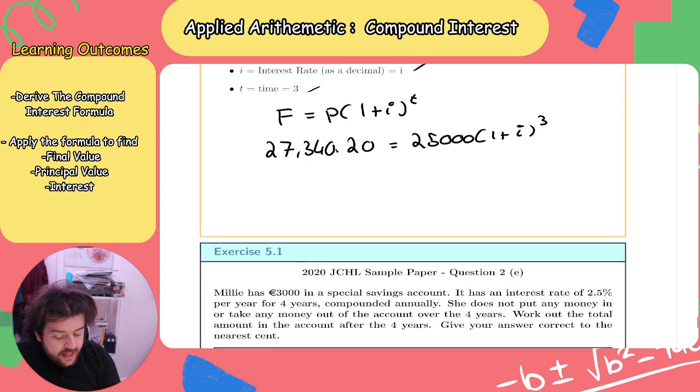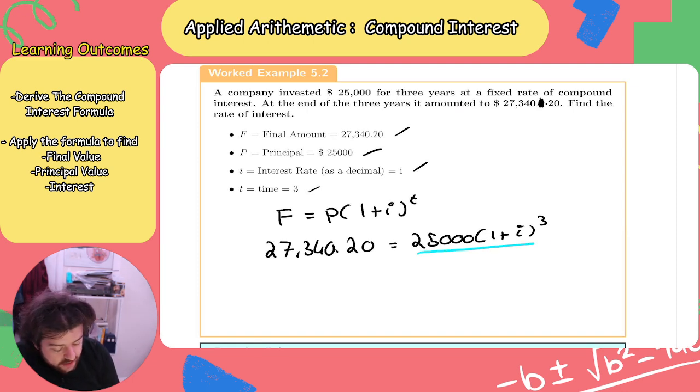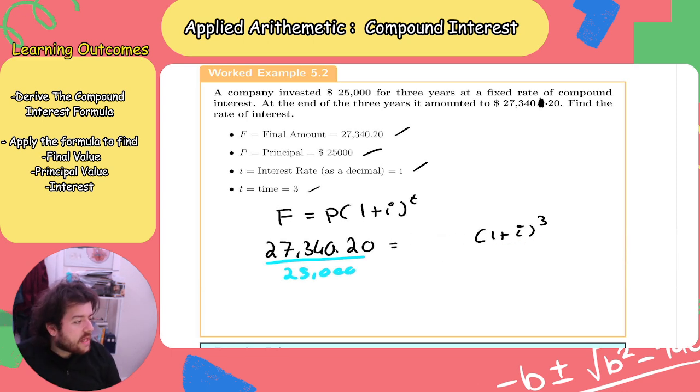So now, this is just a case of rearranging to get i on its own. I have this 25,000 over my bracket, so I'm going to divide both sides by 25,000. So that will get rid of my 25,000 here. Now, what else do I have to deal with? Well, I have this little 3 on top here. So I need to get rid of this power. So what's the opposite of cubing a number? Well, it's going to be cube rooting a number.